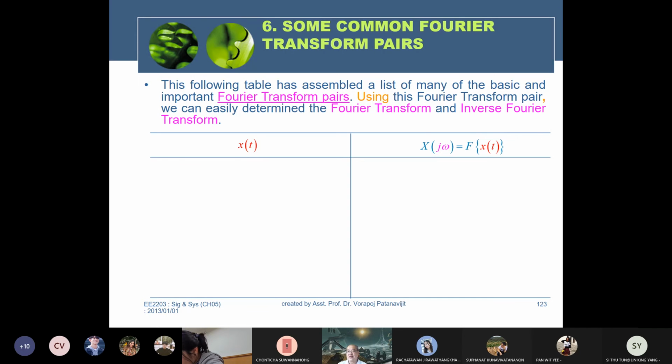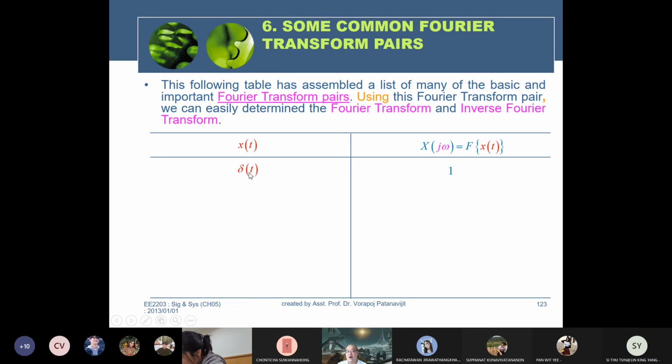Some common terms that the Fourier transform will be used for. The following table assembles a list of many basic, important Fourier transform pairs. Using these Fourier transform pairs, we can easily determine the Fourier transform and the inverse of them. Even though this table only summarizes simple functions, you can modify them and create more difficult functions by combining the table with the properties that you know.